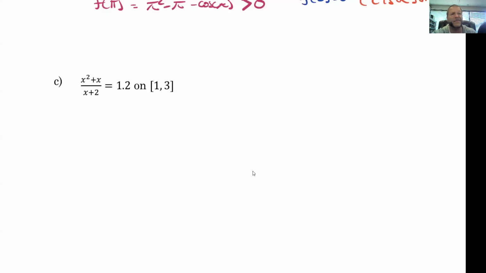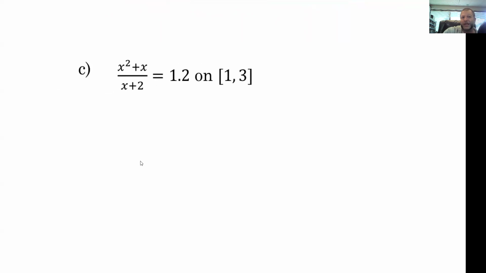All right, so here it doesn't matter if we do IVT or Bolzano. I'm going to do IVT just because it's equal to a number here. We do have to be a little careful because this function is not always continuous. This function is actually discontinuous when x is equal to -2. However, -2 is not in that interval.